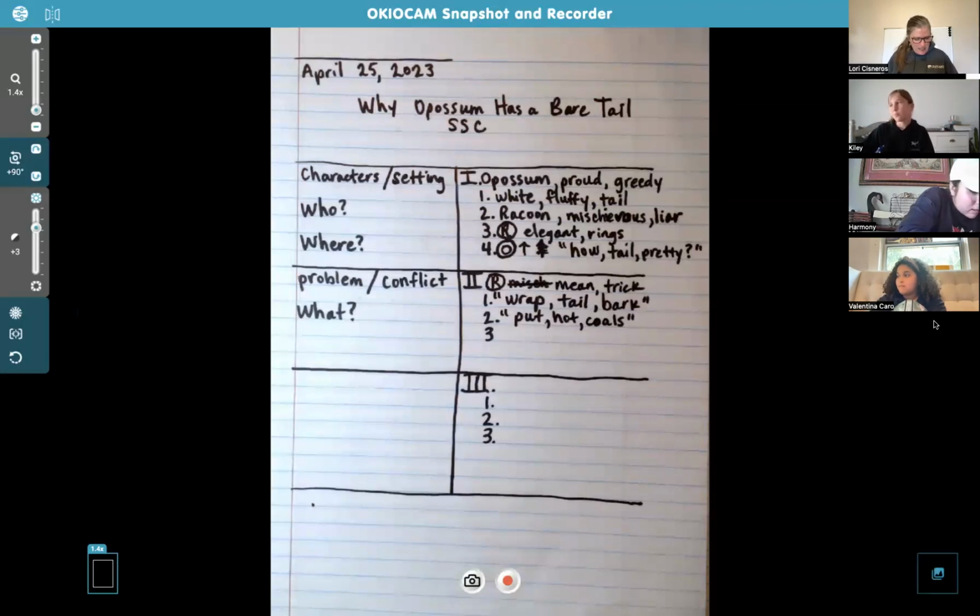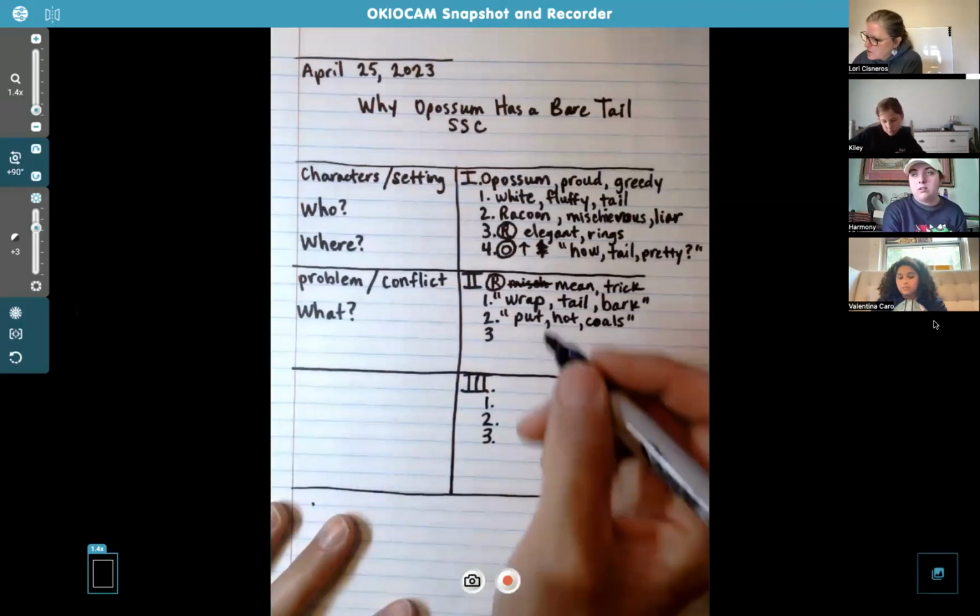Right? And then what did he promise, Kylie? What did he promise would happen after you put your tail in the hot coals? What did he say would happen to it? Remember, what was the trick that he said? Oh yeah. Hot coals. And it would come out beautiful. Beautiful, right? The black rings would be between the bark. So the part that had the bark was supposed to stay white, right?